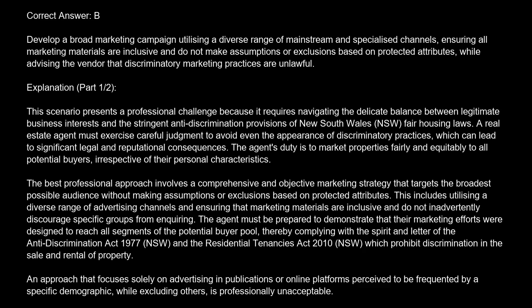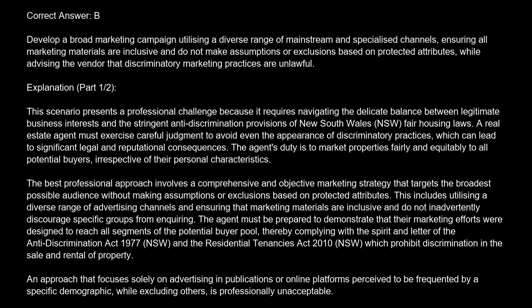A real estate agent must exercise careful judgment to avoid even the appearance of discriminatory practices, which can lead to significant legal and reputational consequences. The agent's duty is to market properties fairly and equitably to all potential buyers, irrespective of their personal characteristics. The best professional approach involves a comprehensive and objective marketing strategy that targets the broadest possible audience, without making assumptions or exclusions based on protected attributes. This includes utilizing a diverse range of advertising channels and ensuring that marketing materials are inclusive and do not inadvertently discourage specific groups from inquiring.